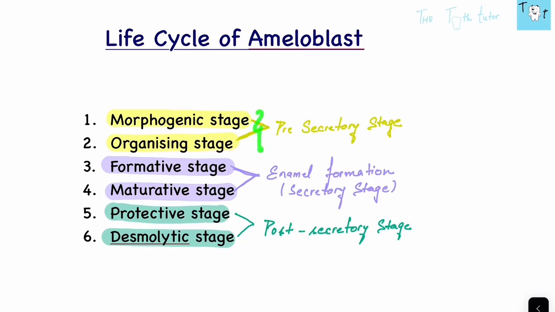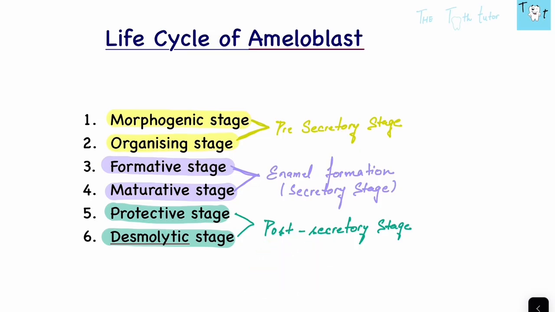So the first two stages are called the pre-secretory stages. So there is no actual enamel formation in these two stages. Then the third and the fourth stage, the actual enamel formation takes place in these two stages. In the fifth stage, there is protection of enamel. So the enamel is basically covered by a layer in this stage. And then the desmolytic stage, here the layer we formed in the previous stage will break down the connective tissue surrounding the enamel so that tooth eruption can take place.